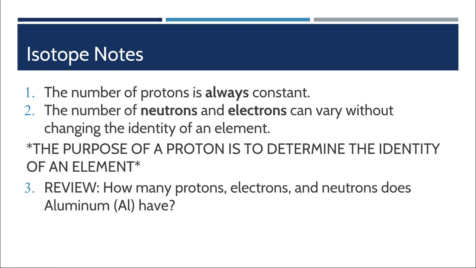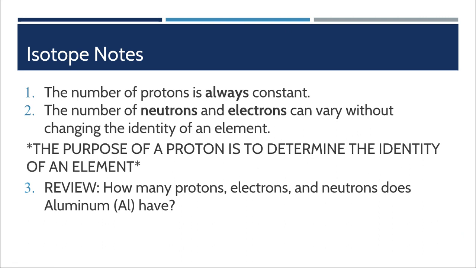But the number of neutrons and electrons can vary without changing the identity of an element. Electrons can vary, but we're going to hit those in Unit 3, so we're not going to talk about that at the moment. But we are going to talk about neutrons, and neutrons are going to be the big thing that's changing here. Once again, the purpose of a proton is to determine the identity of an element. If you add or take away protons from something, it becomes a different element.